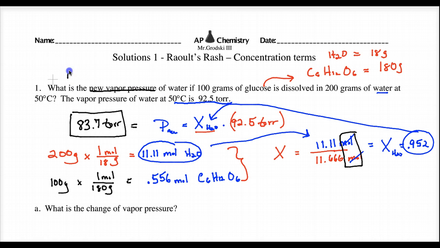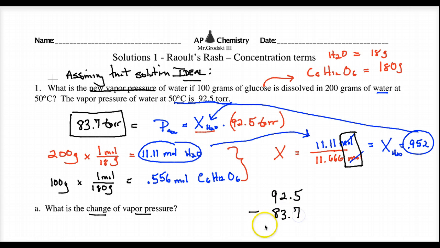But this is, again, assuming, as I have spoken about, that our solution is ideal, right? We're assuming that the attractive forces between the sugar and the water are the same as water for water, or sugar for sugar. Okay, that is never the case. So this is an estimate at best, but it's definitely going to get lower. And what is the change in vapor pressure? Well, if it started out to be 92.5 for the pure water, now it's going to go to 83.7 for the solution because the solute particles are getting in the way.